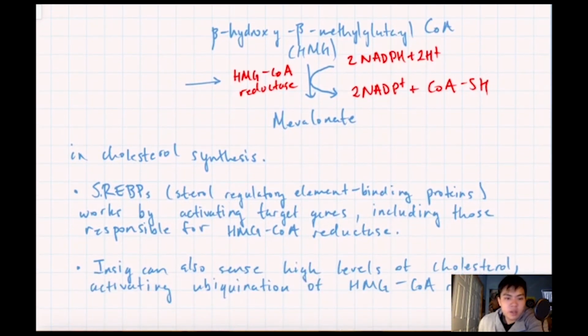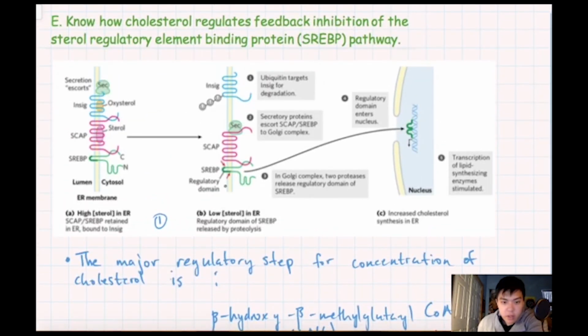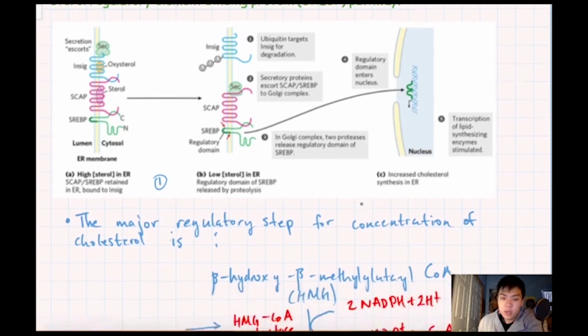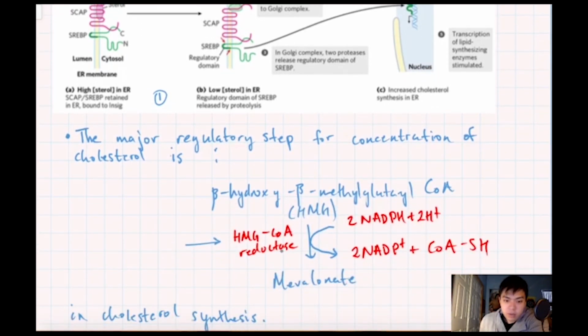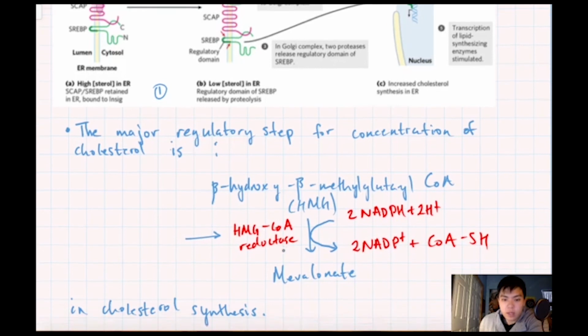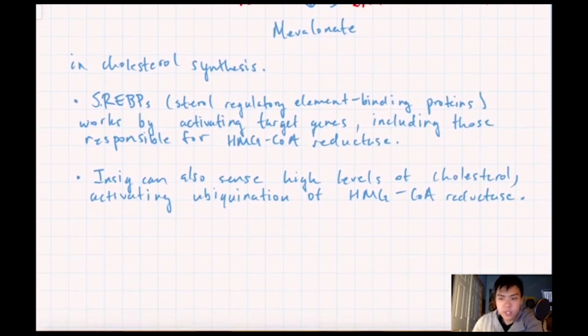All right. So SREBs, sterol regulatory element binding proteins, work by activating target genes, including those responsible for HMG-CoA reductase. Remember earlier how I said this SREB has a domain that will dissociate and activate this gene sequence. One of those gene sequences happens to be the one responsible for production of HMG-CoA reductase. There are also other sequences. These include receptors that are needed to uptake cholesterol and fatty acids.